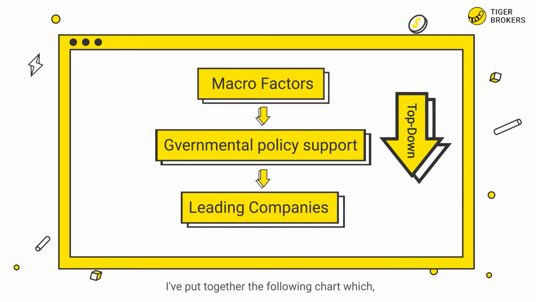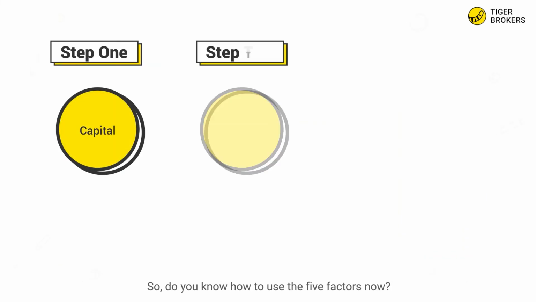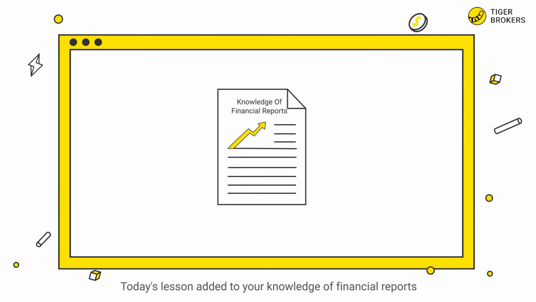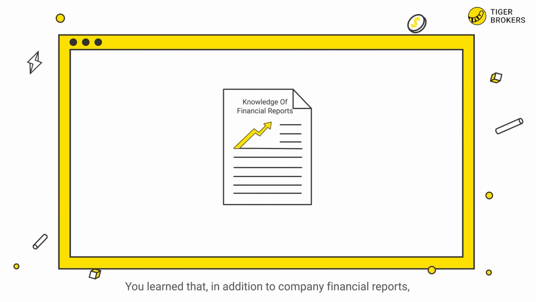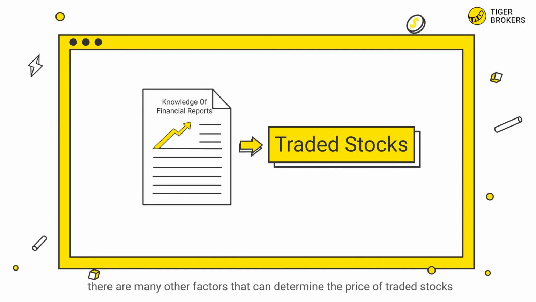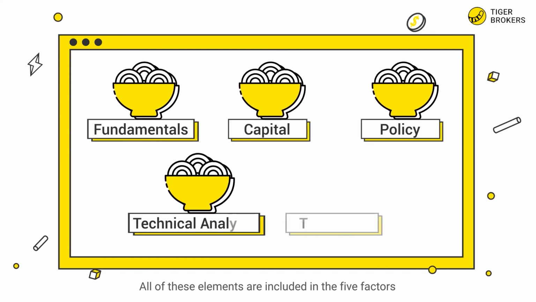I've put together the following chart, which with the case studies we've looked at, can help you clearly remember this method. So, do you know how to use the 5 factors now? Today's lesson added to our knowledge of financial reports. You learned that, in addition to company financial reports, there are many other factors that can determine the price of traded stocks. All of these elements are included in the 5 factors.